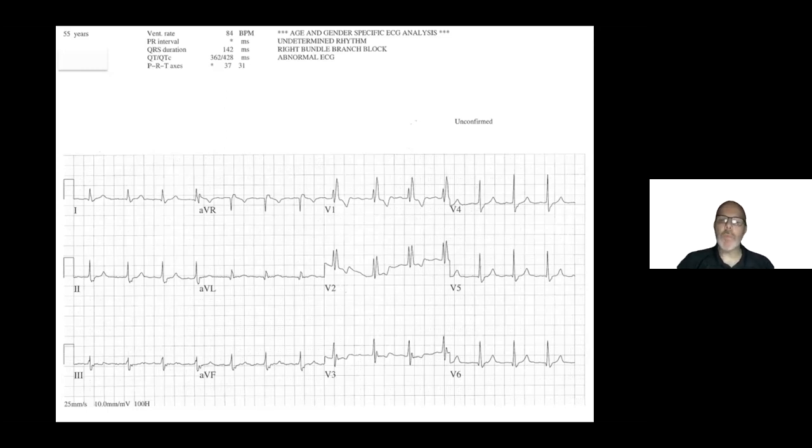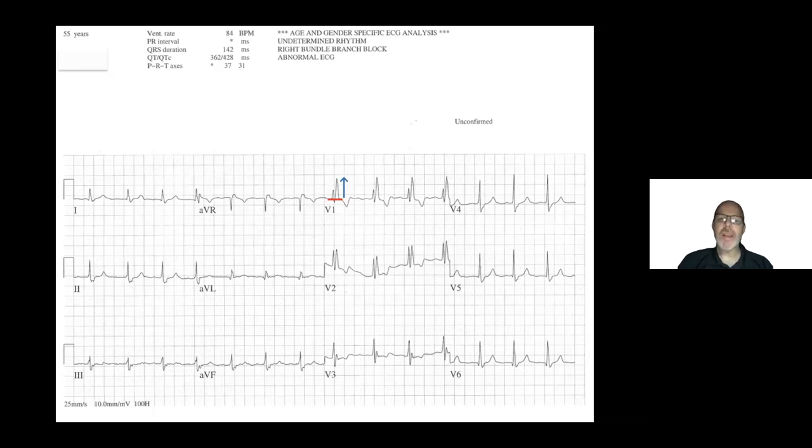Then I go up to lead V1 and find the J point, and draw a horizontal line through the entire complex. You'll notice the first complete triangle I make to the left of the J point is pointed up. And this is what's called an RSR complex. That's probably one of the most common configurations that you'll see with a right bundle branch block. Sometimes you see an RSR in lead V1, but the QRS is of a normal width.